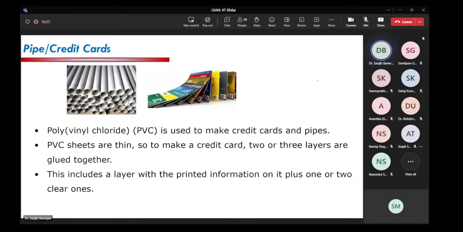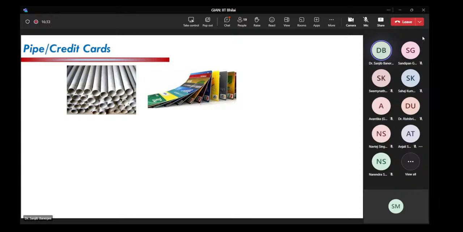Let's consider this one is a debit card or credit card. So how many layers are there in this material? How many layers of polymer are there in that material? You can have an option from 1 to 10. Just type the number. How many layers do you think this debit card or credit card has?